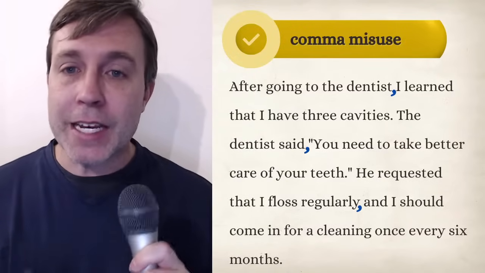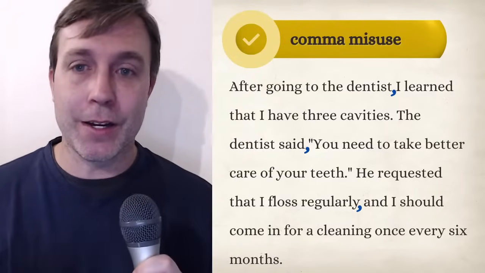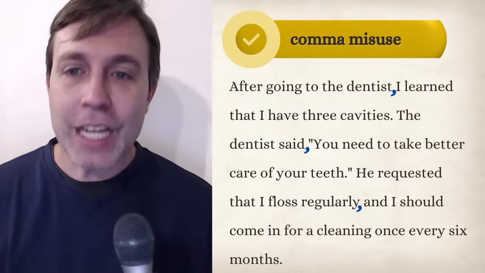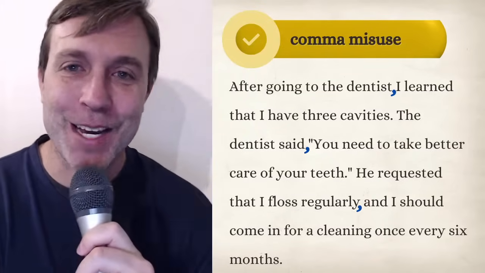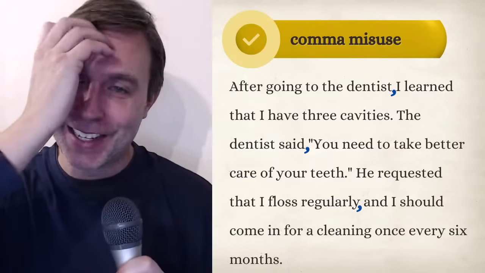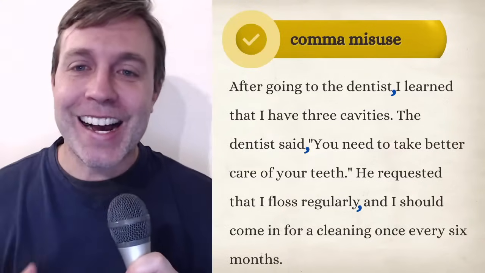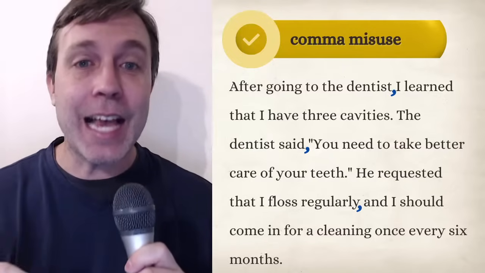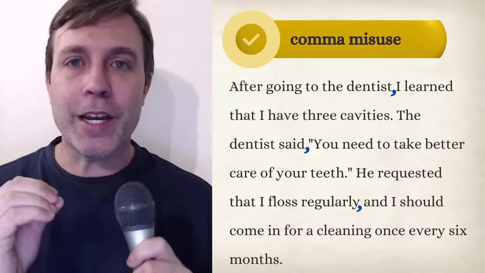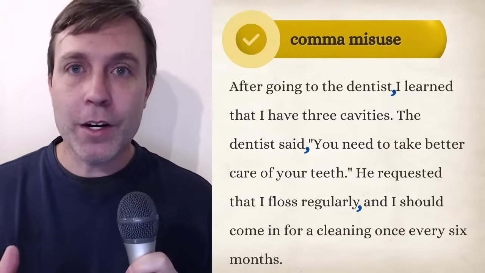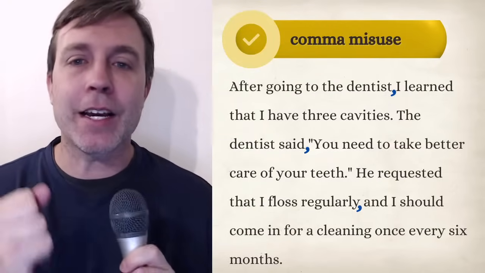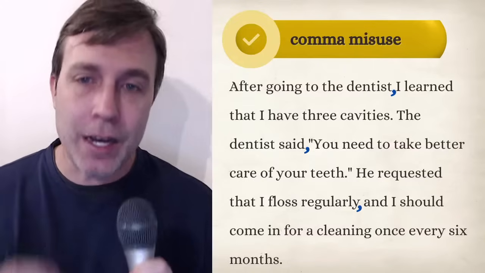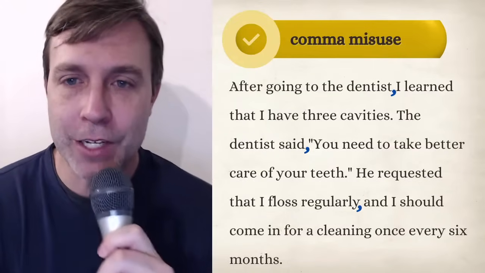The next one, the dentist said, comma, and this is in quotes, you need to take better care of your teeth. I feel like this is what my dentist says to me when I go there. So again, the dentist said is that reporting verb. Before you give that direct quote, those quotations, you need a comma there. The dentist said, comma, you need to take better care of your teeth.